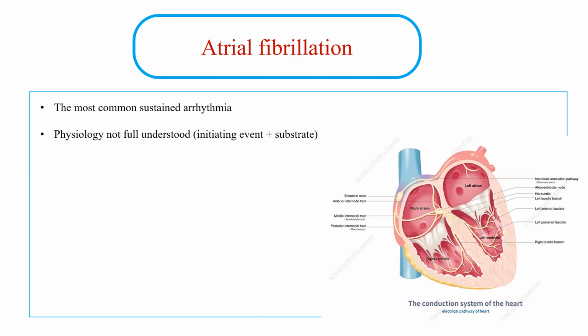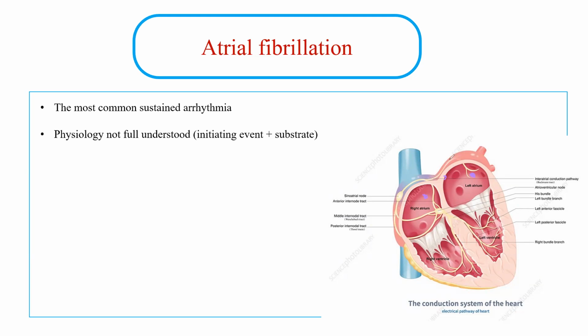Now, the physiology is not fully understood, but generally speaking, for atrial fibrillation to happen, we need an initiating event, which is most likely a premature atrial contraction or another focal atrial activity, like a focus of electricity on any part of the atria. This is the initiating event. And after that, we need a suitable substrate for the atrial fibrillation to sustain. The suitable substrate is most likely a dilated left atrium.